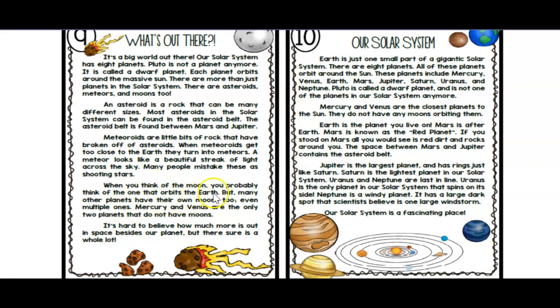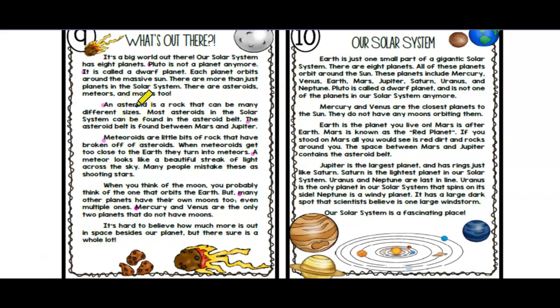When you think of the moon, you probably think of the one that orbits the Earth. But many other planets have their own moons too, even multiple ones. Mercury and Venus are the only two planets that do not have moons. It's hard to believe how much more is out in space besides our planet. But there sure is a whole lot.